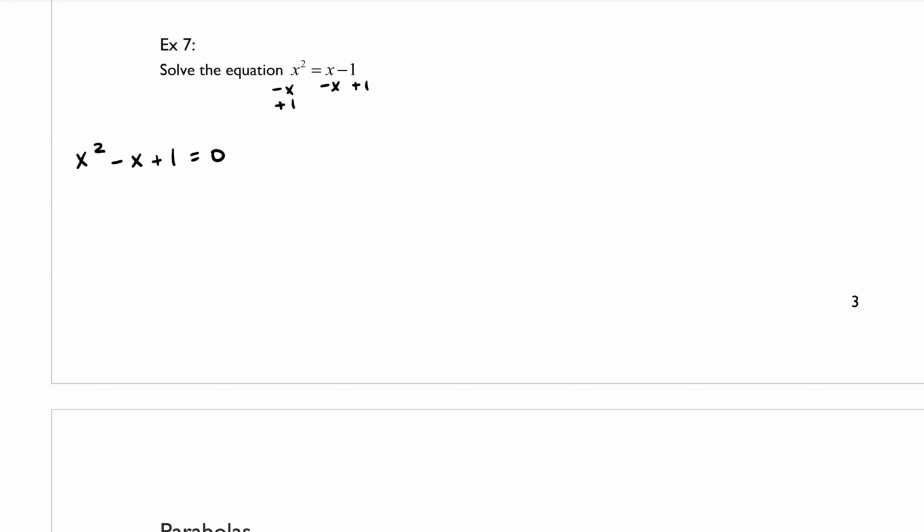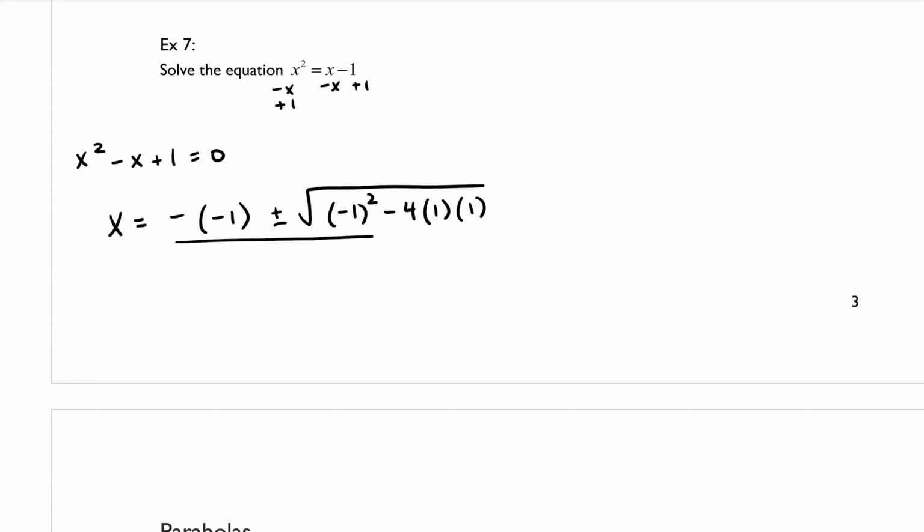And now we're going to use the quadratic formula. So we have -b plus or minus the square root of b squared minus 4 times our a value is 1 and our c value is also 1. And then all over 2a, so 2 times our a value. Now let's go ahead and simplify that.